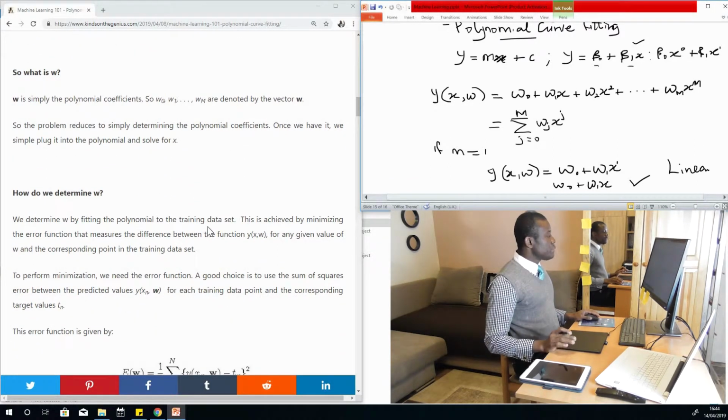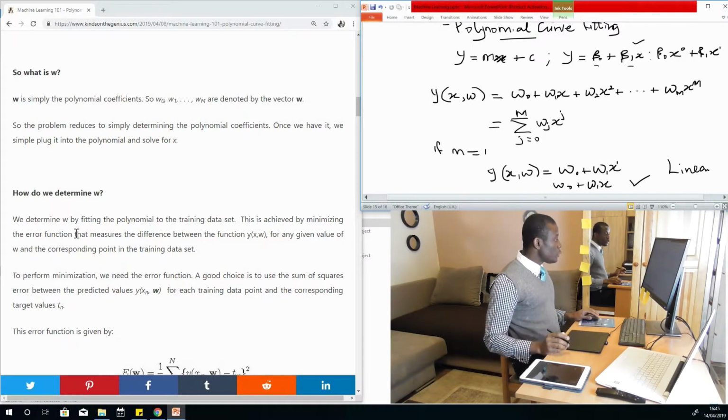Now, to determine w, there are a number of things that have to be done. I'll not give all the details at this point, but I'm going to tell you the theory of it. So just know the theory of it. And in subsequent classes, we are going to shed more light on it, because I want you to understand exactly what polynomial regression is doing as it relates to linear regression.